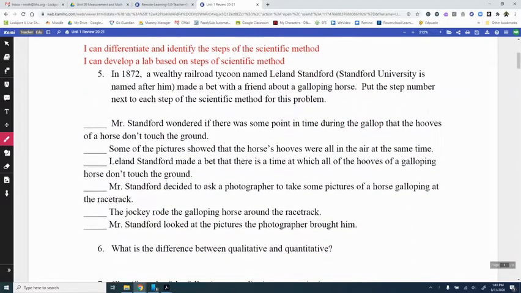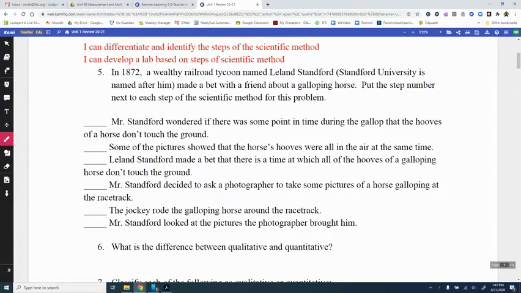So this first one, I'm not going to read the whole thing to you, but a guy made a bet about a horse, okay? So you can read through that at your leisure, but that's what happened. Now, the order in which this stuff all happened is based on the scientific method. So the first thing that the guy did was ask himself a question. So step one was right here. Mr. Stanford wondered if there was some point in time during the gallop that the hooves of a horse don't touch the ground. Okay, so that was his first step. That was the question that he asked himself.